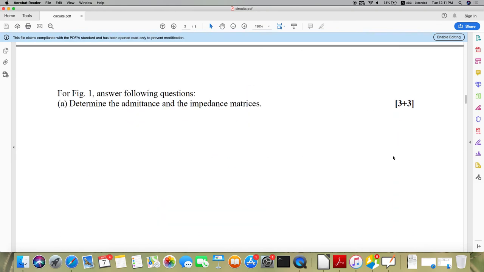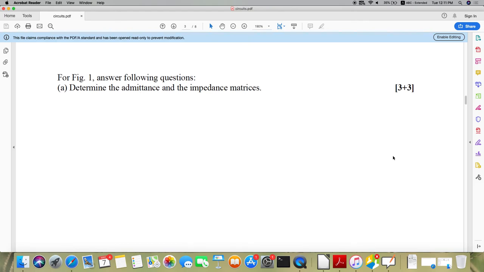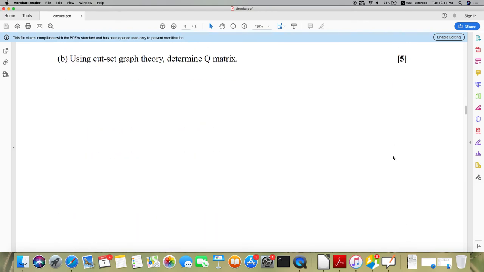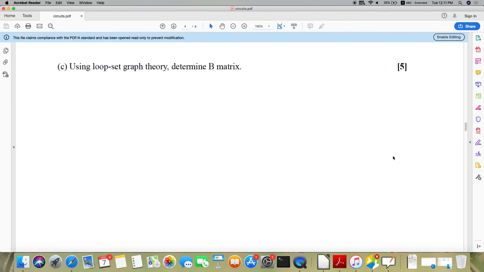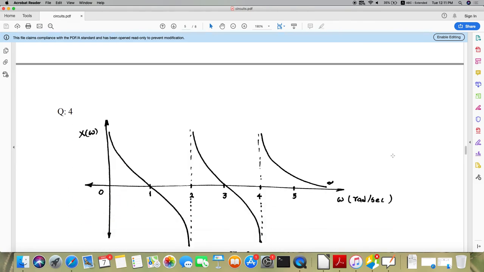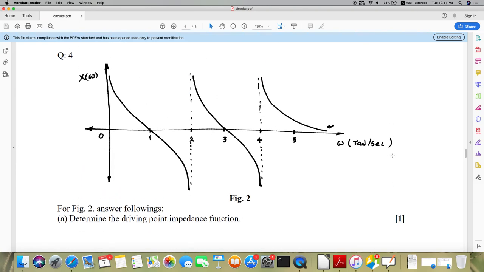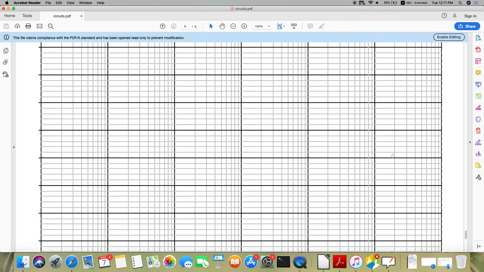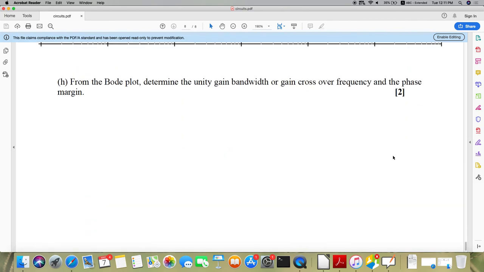Where you have to write down the admittance and impedance matrices. Using cut set, you have to find out the Q matrix and B matrix. I'm showing them the circuits paper which I asked for the PhD students' comprehensive exam. Some reactance curves were given, and through that you have to synthesize an LC network. And for that system, they have to draw the Bode plot and comment on phase margin and gain crossover.